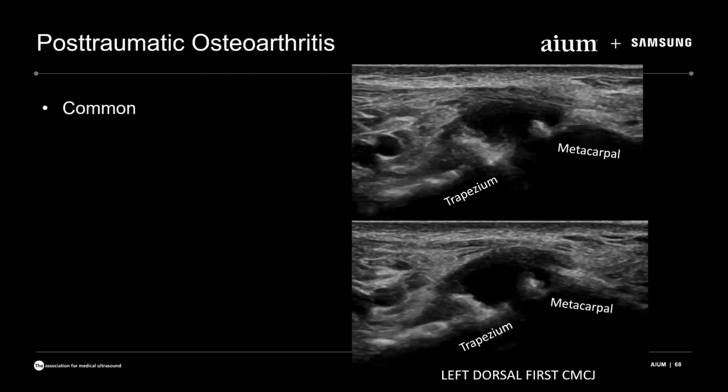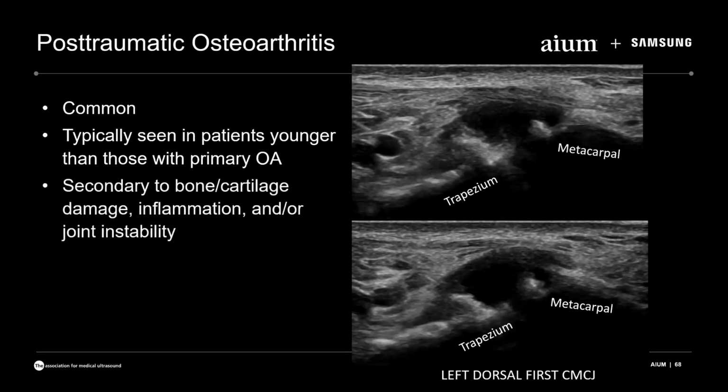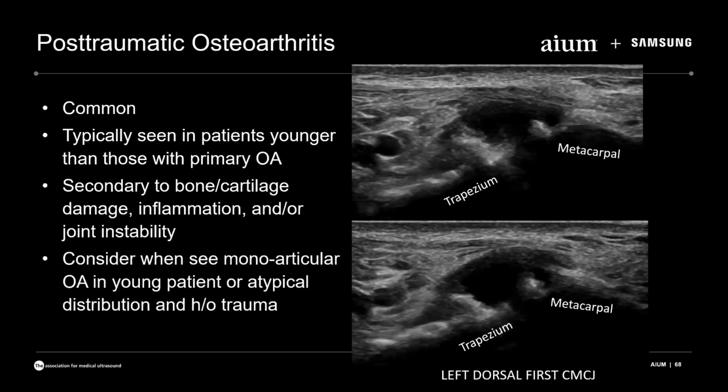So this is fairly common. We typically see this in patients younger than those who develop primary osteoarthritis from wear and tear. And this can be due to bone and cartilage damage, but it can also be due to post-inflammatory changes or chronic joint instability. So it's something to consider when you see monoarticular osteoarthritis, particularly in a young patient or in a distribution that's not typical for osteoarthritis. And of course, if there's a history of trauma.